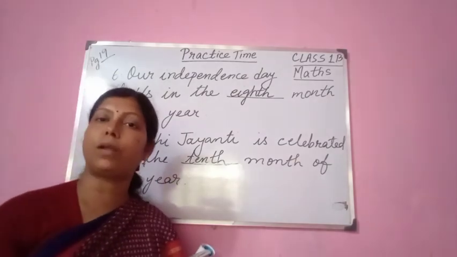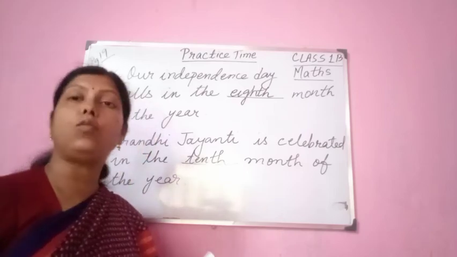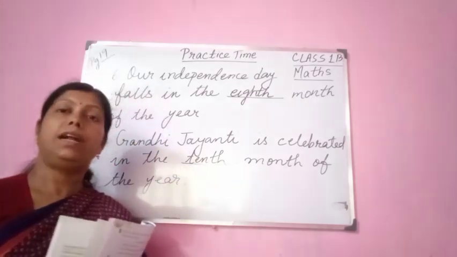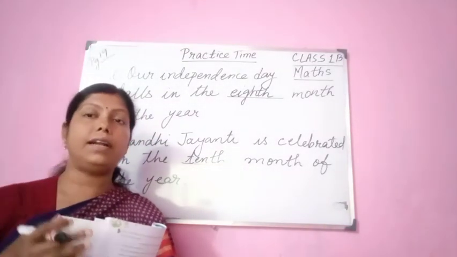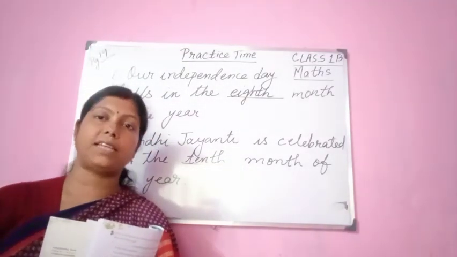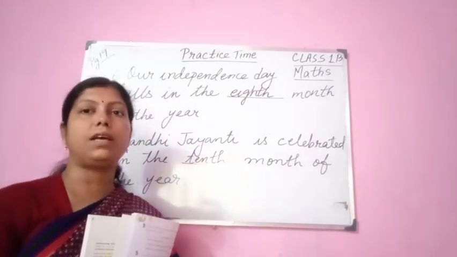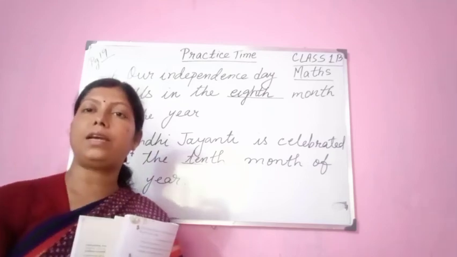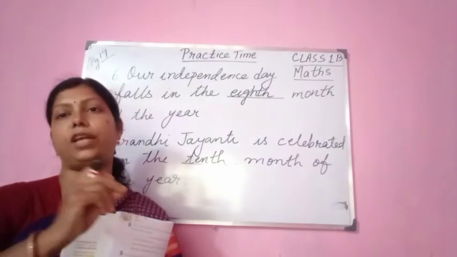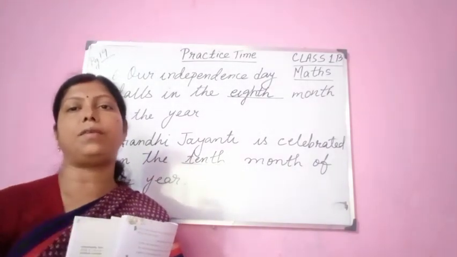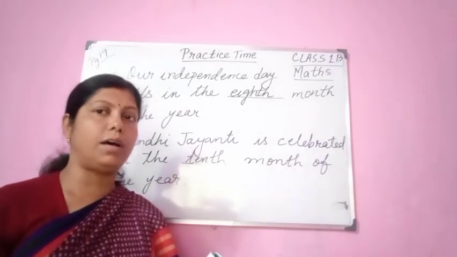In this way also you can practice at home. You should know the names of the months. I also said you should learn the names of the days of the week, isn't it? Sunday, Monday, Tuesday, Wednesday, Thursday, Friday, Saturday. Monday is the first day of the week. Tuesday is the second day of the week. Wednesday is the third day of the week. Thursday is the fourth day of the week. Friday is the fifth day of the week. Saturday is the sixth day of the week, and Sunday is the seventh day of the week. In this way you can practice.